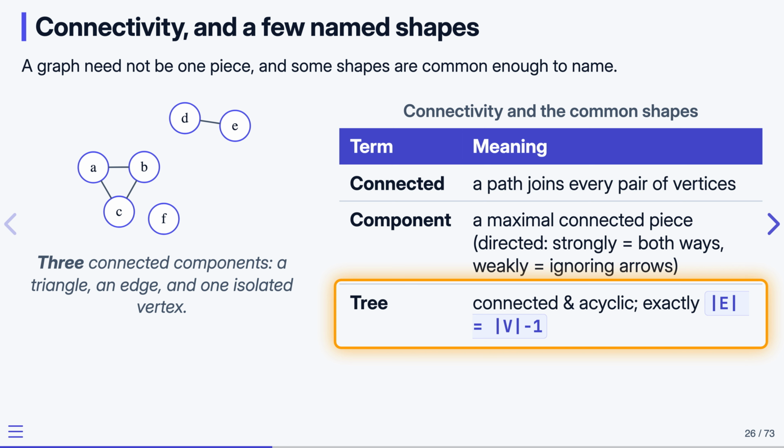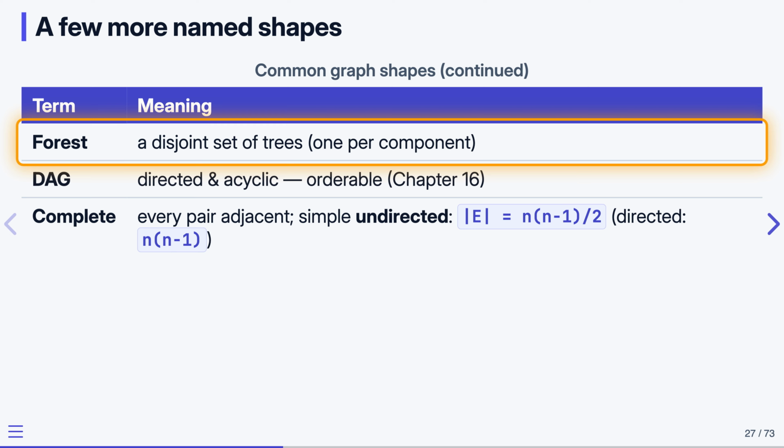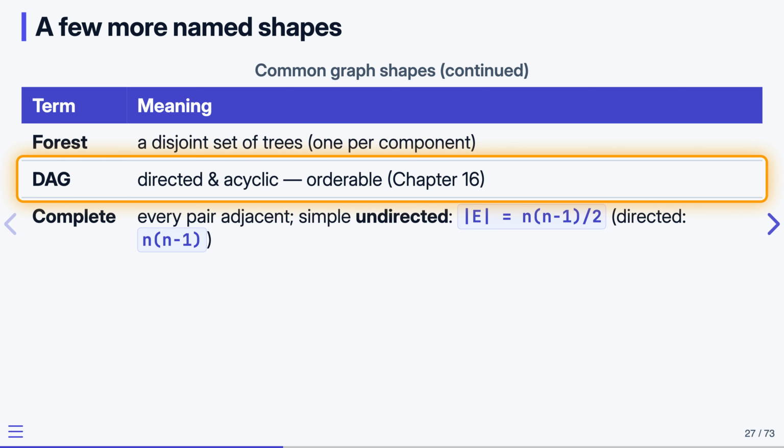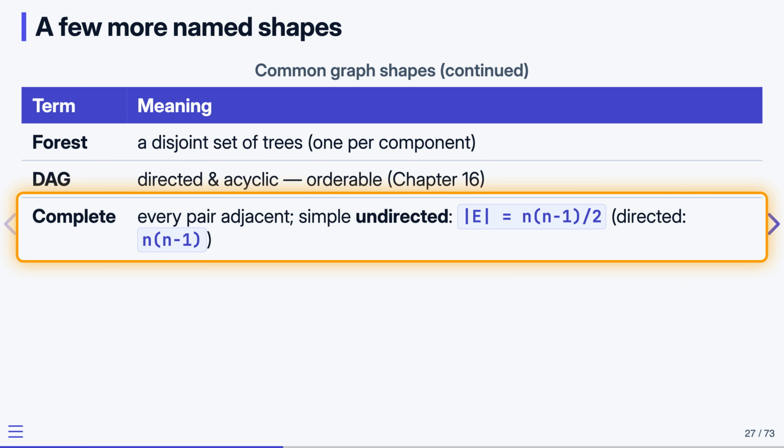Its number of edges is exactly the number of vertices minus 1. A forest is a set of separate trees, one tree per component. A DAG is a directed graph with no cycle. Its vertices can be put in order, which we use in chapter 16. And a complete graph has an edge between every pair of vertices. For a simple undirected graph, that is n times n minus 1 over 2 edges. For a directed one, it is n times n minus 1.